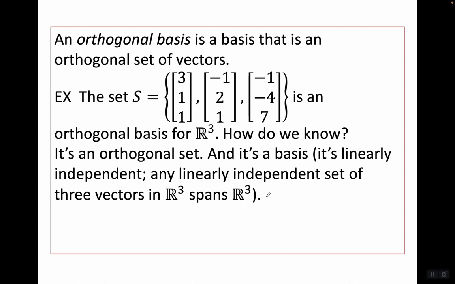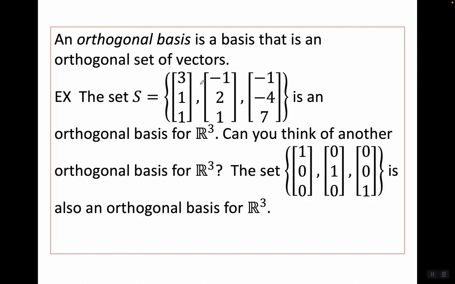Now, if you're still not convinced it's a basis, there's another way you can see this. Think about the invertible matrix theorem. If you have a 3 by 3 matrix where the 3 columns are linearly independent, then those 3 columns must form a basis for R3. That's from the invertible matrix theorem, that monster theorem we saw that has many statements. Okay, so this set is an orthogonal basis for R3. Can you think of another orthogonal basis for R3? The set (1, 0, 0), (0, 1, 0), (0, 0, 1) is also an orthogonal basis for R3, because again, it's a basis, and pairwise, these vectors are orthogonal to each other.